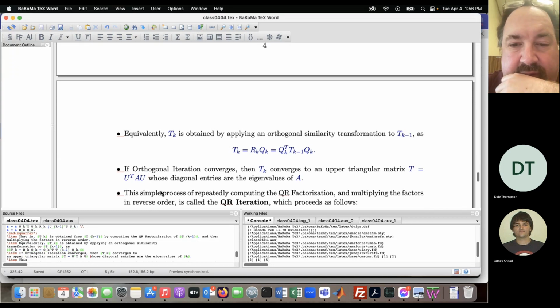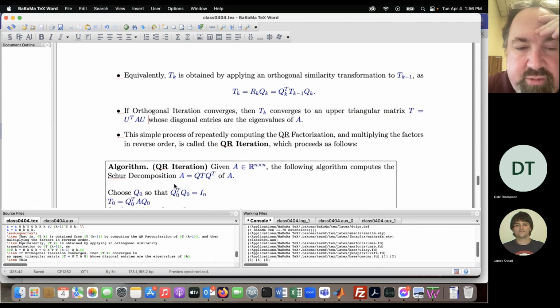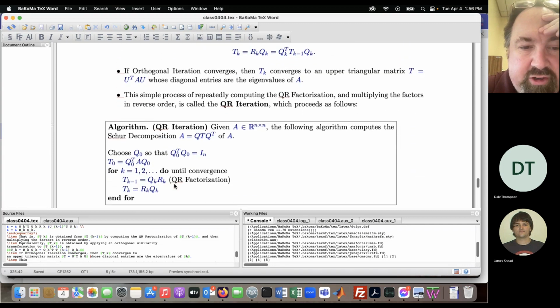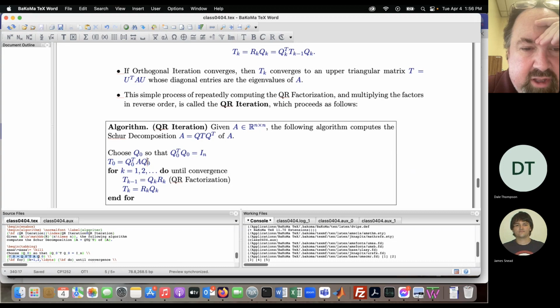So now I have a rewriting of orthogonal iteration in this r equals n case into what's called QR iteration. So I choose an initial orthogonal matrix. I could just choose identity, for instance. And then I compute this to give me T0. T0 will have the same eigenvalues as A because this is a similarity transformation.